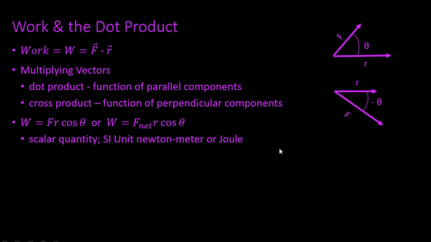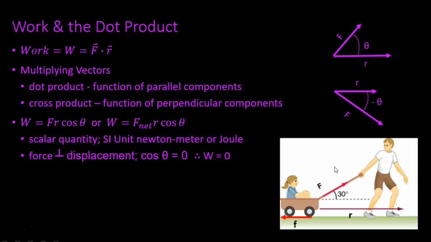Work is a scalar quantity. Its SI units are newton-meters, also given the special name joule. Forces that are perpendicular to the displacement perform no work, and in our formula, of course, that's because the cosine of 90 or 270 degrees is 0. Let's take a look here. We have the wagon being pulled by a boy. There's a normal force and a gravity force acting on the wagon. Those are perpendicular to this displacement vector, so those two forces perform no work on the wagon.